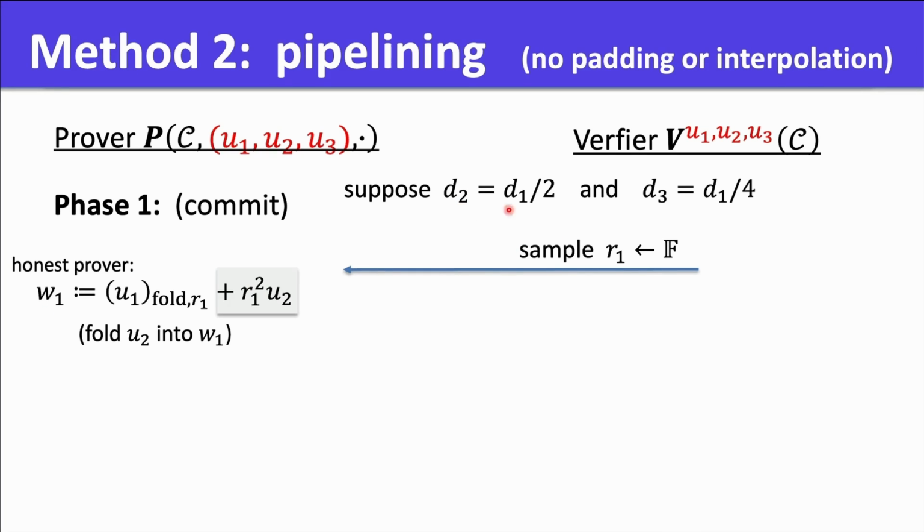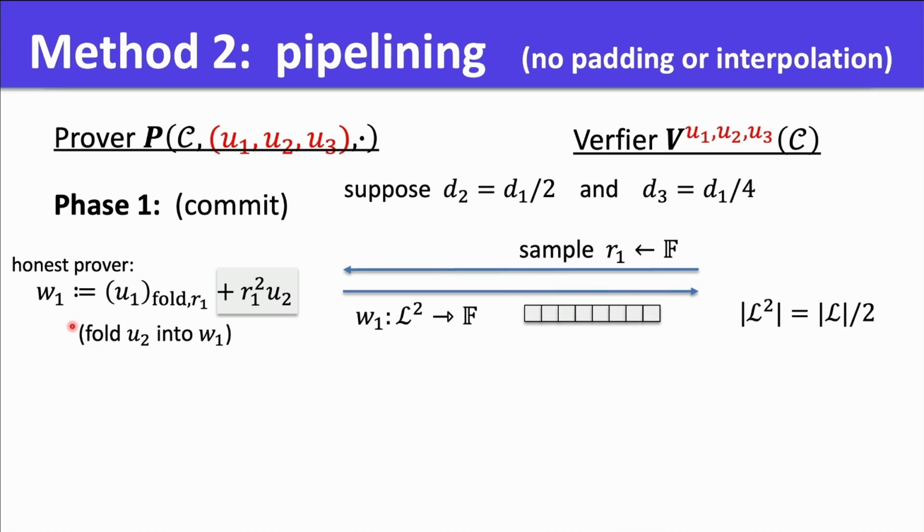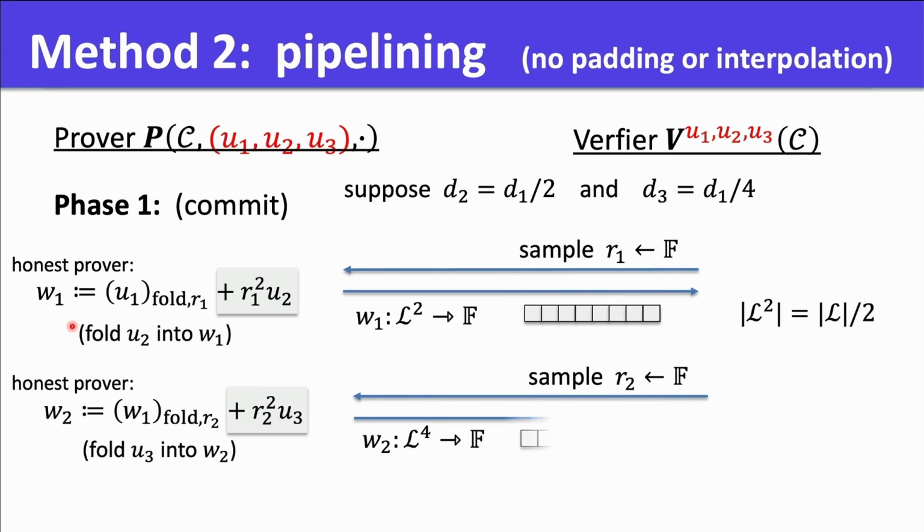And because D2 is equal to D1 over 2, all of these polynomials have degree D1 over 2. So we're folding polynomials of equal degree. And then we're going to keep doing this again and again. So again, in the next round, the verifier sends a random R2, and the prover will fold U3 into this folding of W1. Yes, so batch FRI in this case is actually being done by directly folding the different functions into the different steps of the FRI protocol.